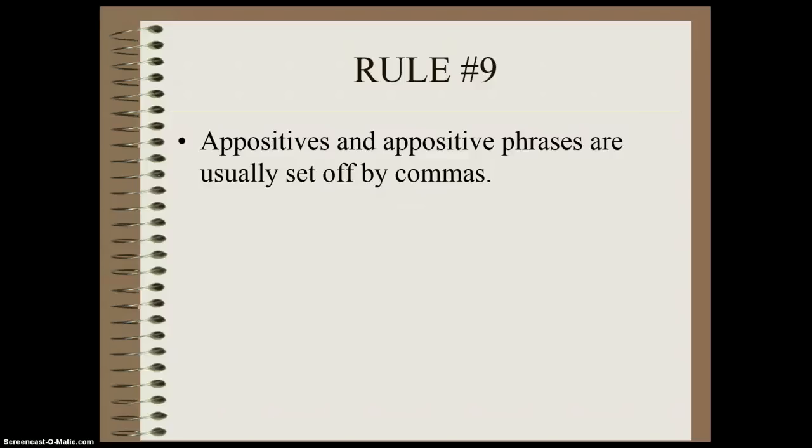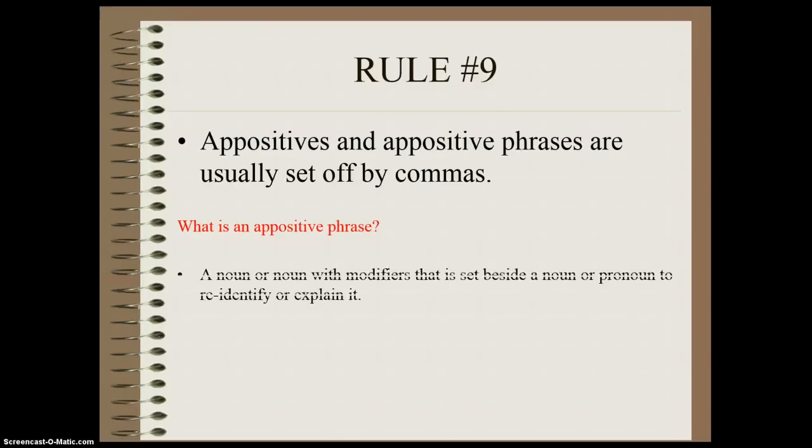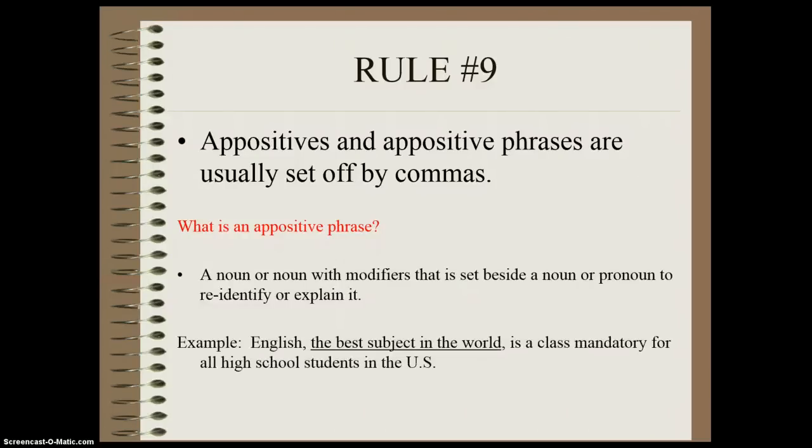Rule 9, appositives and appositive phrases are set off by commas. Okay, an appositive, what is it? Okay, it is a noun with modifiers that re-identifies the noun that came before it. Okay, so here's an example sentence: English, the best subject in the world, is a class mandatory for all high school students. Okay, so the best subject in the world.